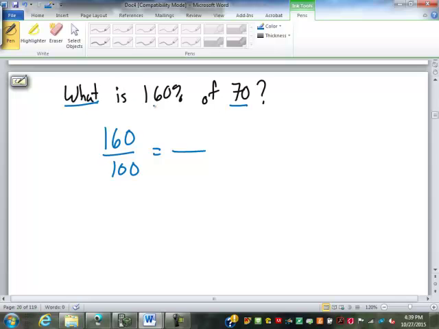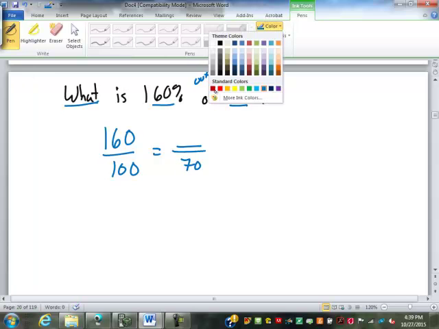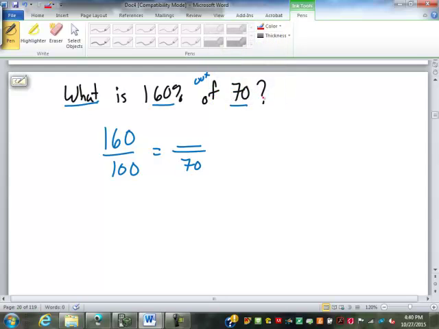What is? Blank is 160. The missing number goes with 160. Of 70, again, think of it as out of 70, which implies the 70 goes on bottom. Now what do we do? Cross multiply and divide. 160 times 70 is 11,200. Good. Divided by 100 is 112. So 112 is 160% of 70.